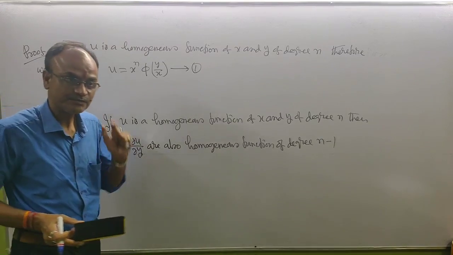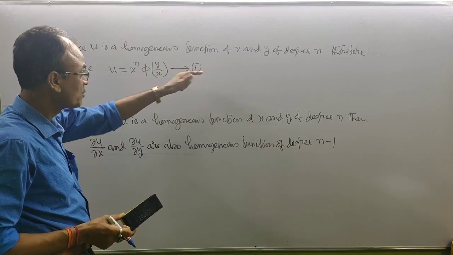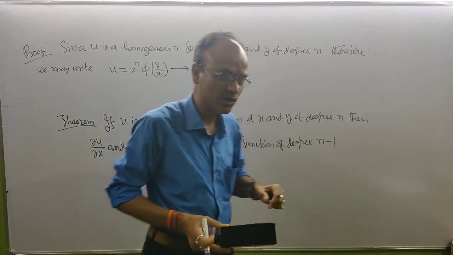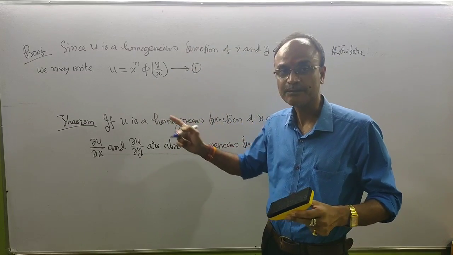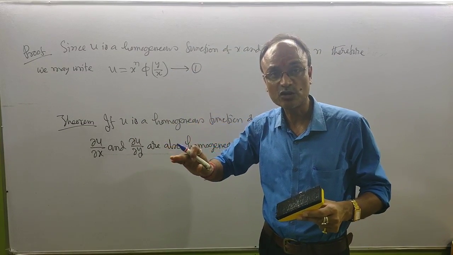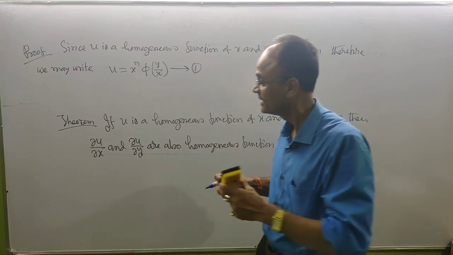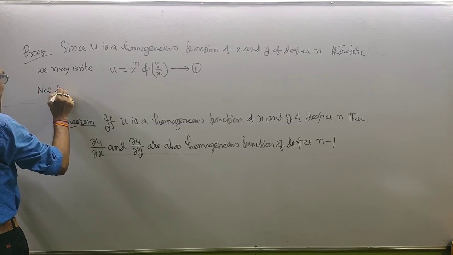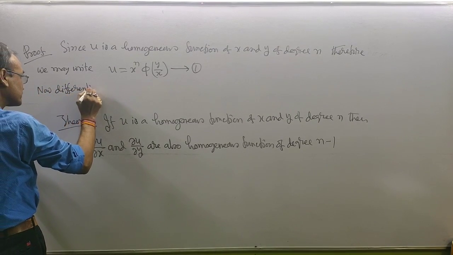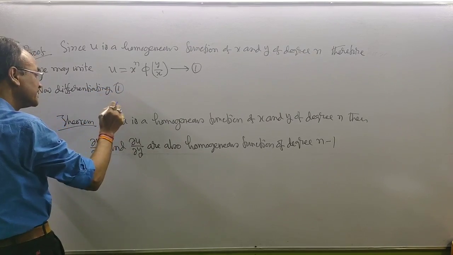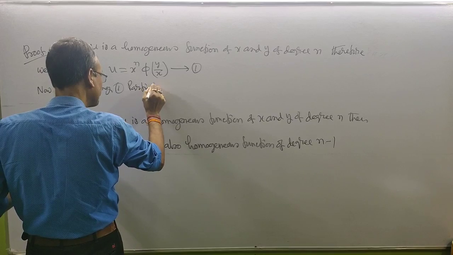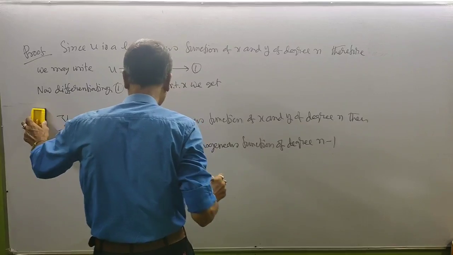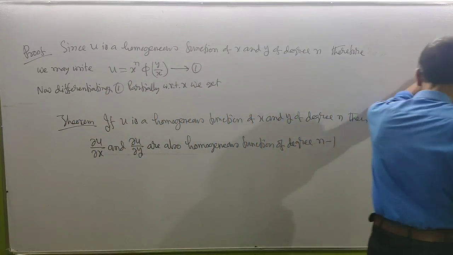We have to show that del u by del x is a homogeneous function of x and y of degree n minus 1. Now differentiating 1 partially with respect to x, we get.